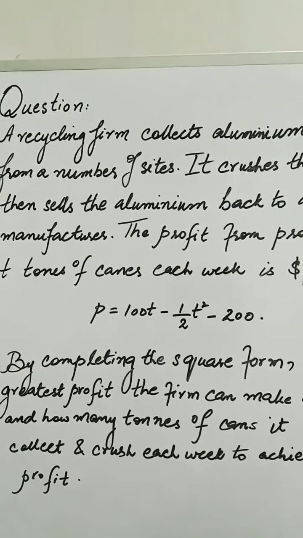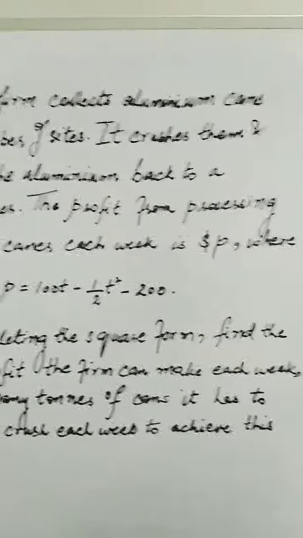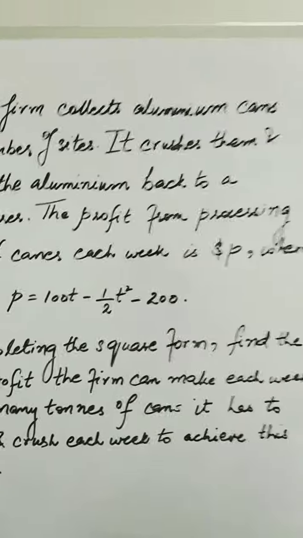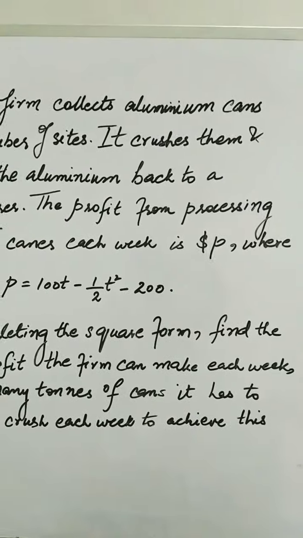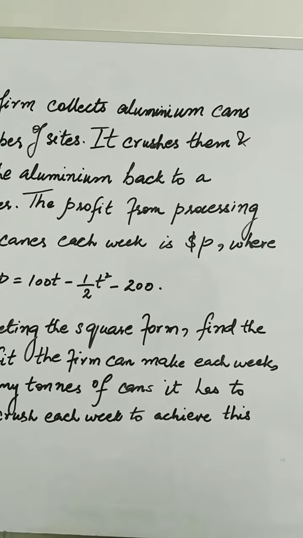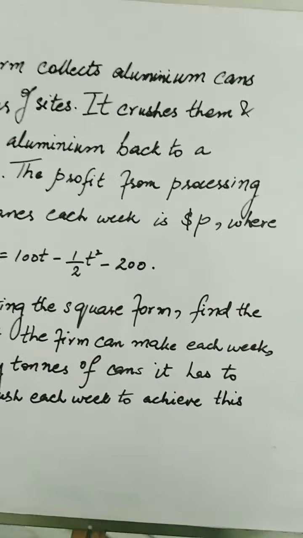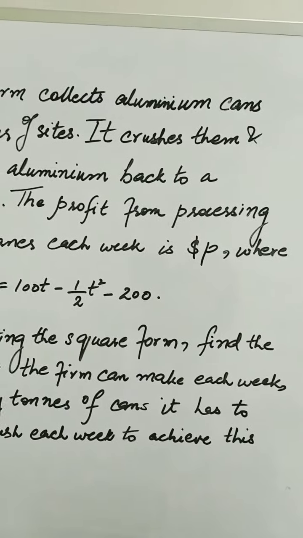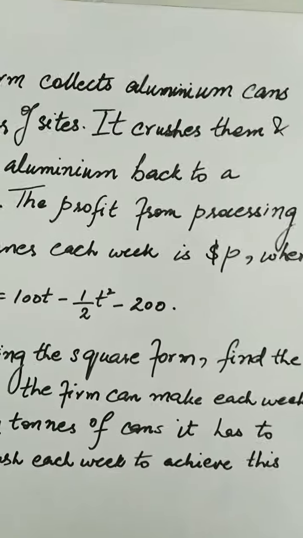Here we have another question in which the given scenario is that a recycling firm collects aluminum cans from a number of sites, crushes them, and then sells the aluminum back to a manufacturer. The profit from processing T tons of cans each week is P dollars, where the equation is given as P equals 100T minus half T squared minus 200. By completing the square form we have to find the greatest profit the firm can make each week and how many tons of cans it has to collect and crush each week to achieve this profit.